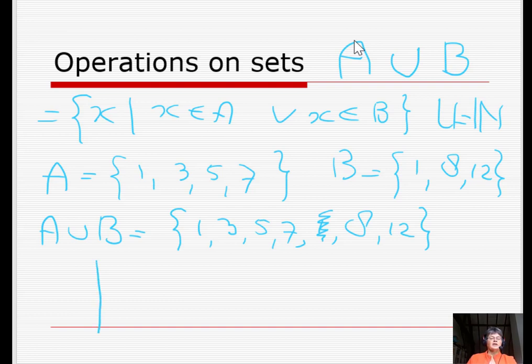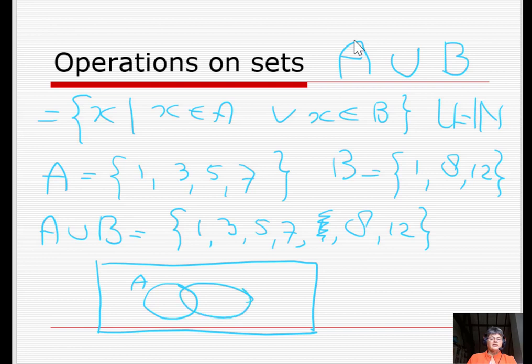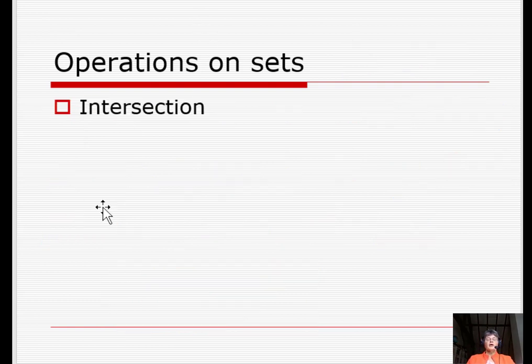If we would do that in a Venn diagram, and this is set A and this is set B, then the union is this complete area, so all elements which are in A or in B, and the doubles are in this part, they don't count twice. Another operation we can talk about is the intersection, given with the symbol A intersected with B.